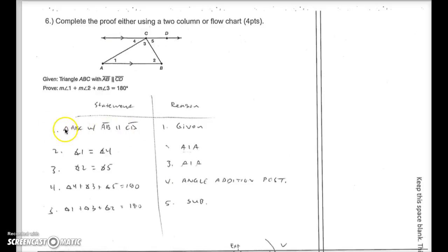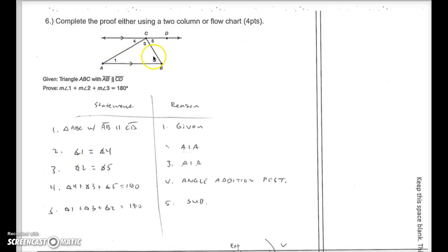Some students just wrote triangle ABC. That's incorrect, and therefore I only gave you 1 point. To receive at least 3 points out of 4, you would have to tell me something such as either angles 1 and 4, or alternate interior angles. So there's the Z, right? Parallel line to the transversal, that's angle 1. And parallel line to the transversal, that's angle 4. So 4 equals 1, alternate interior angles.